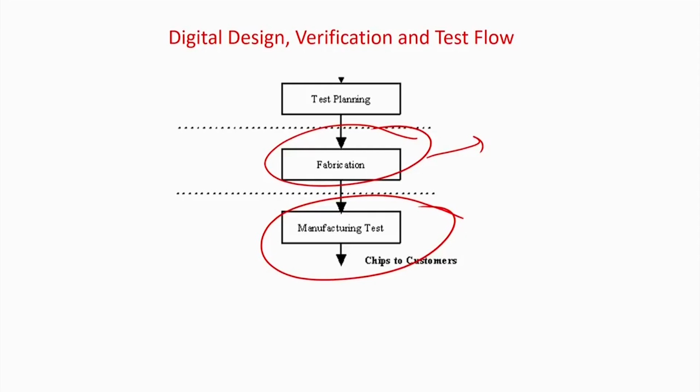So all the chips have to be tested. Very important is something called a test plan. So what is a test plan? A test plan is basically how I can get good quality test patterns. So what do you mean by good quality test patterns? Because all the chips have to be tested.